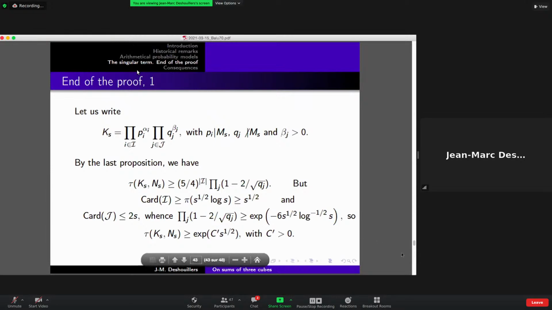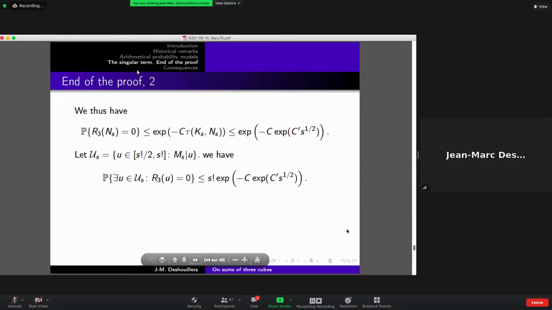So this is pretty large. It means the following, that when we are back to our business, if you look at the probability that ns between s factorial and 2s factorial is not a sum of cubes, then this bound is exponential of minus something which is exponential of s to the 1/2. So it is really extremely small.